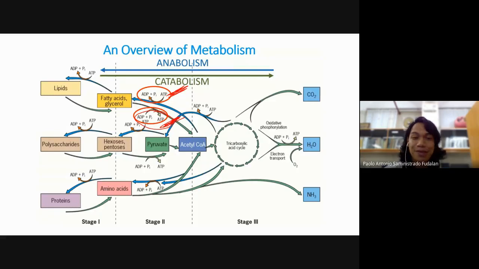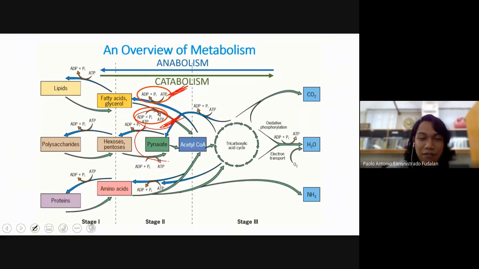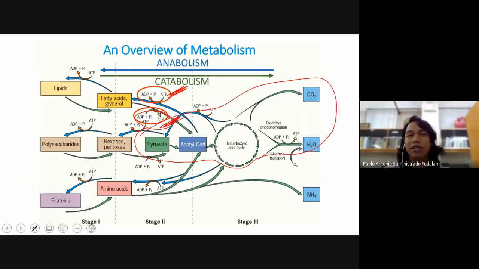The illustration here is just a simplified version of metabolism. In reality, it's much more complicated than the maze that you see here. It's a lot more complicated. Now, in this particular chapter, we are going to focus on cellular respiration, as you see here in the middle. If you can remember: pyruvate, acetyl coenzyme A, TCA cycle. So this is where we're going to focus in our review this morning. And that's catabolism, of course.